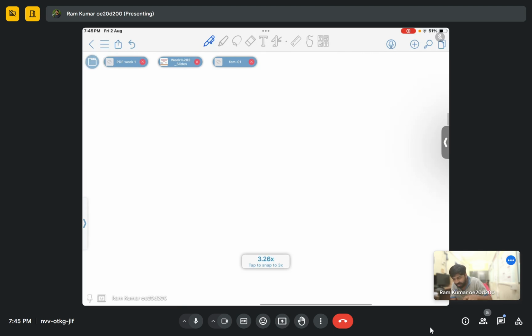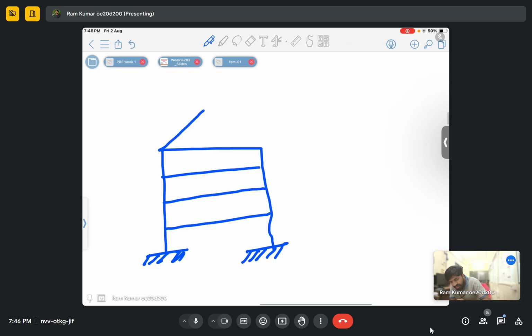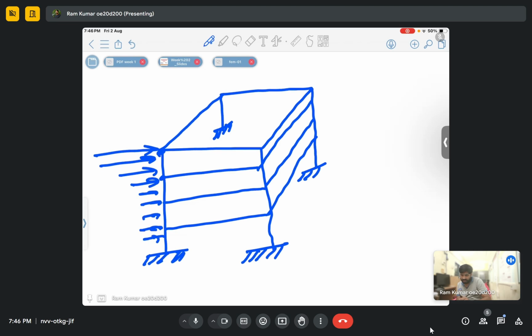For example, this is one structure. It has 2 story, 3 story. This is our one structure, and we can give some wind load. Some wind load is coming here like this.